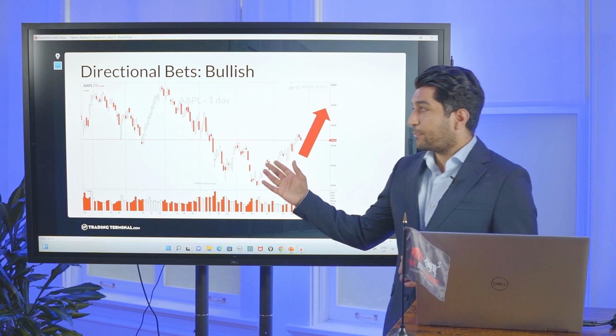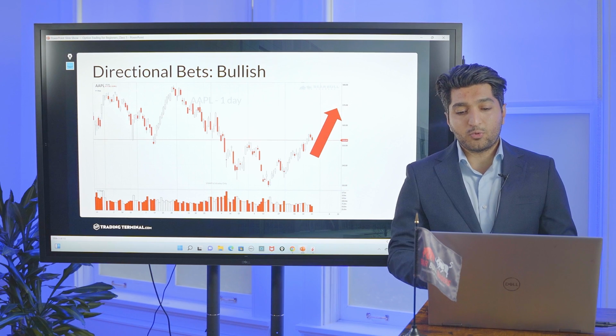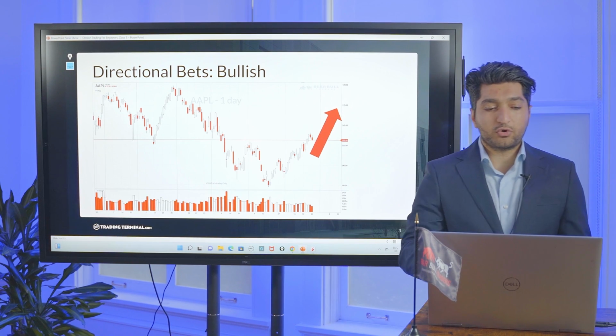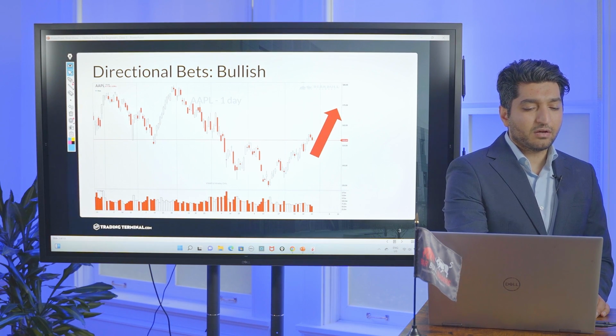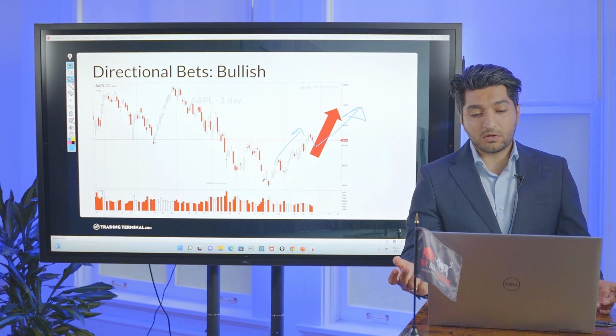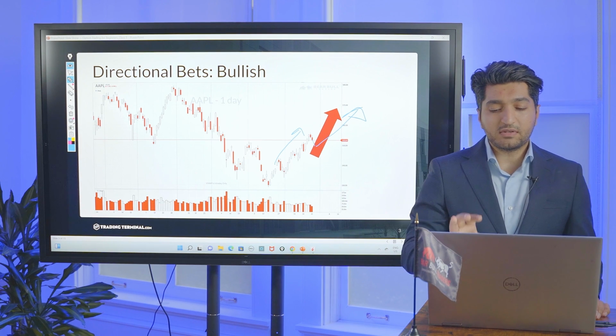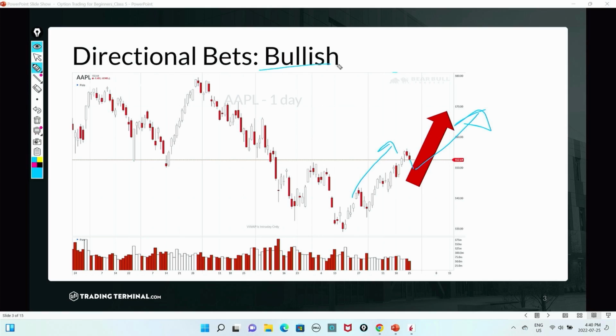Let's take a look at Apple's chart. Let's imagine, for whatever reason, you're bullish on Apple. It could be based on a technical, you believe that the stock has rallied, is going to pull back, and then continue its move higher. It could be based on a fundamental level. We're not really focused on that for now. We're mostly focused on the fact that we're bullish on Apple stock.